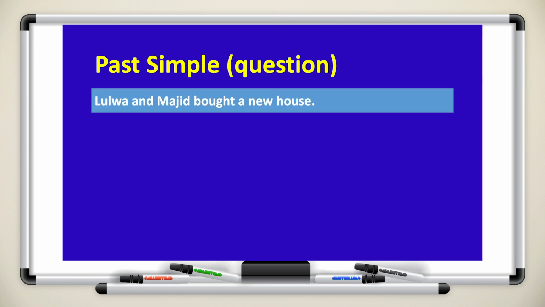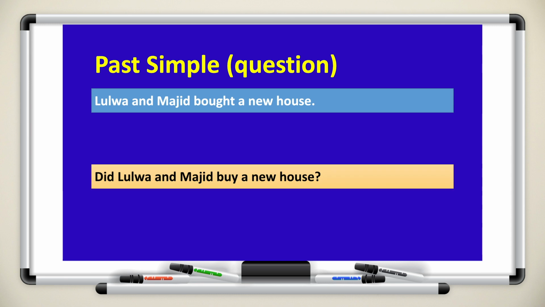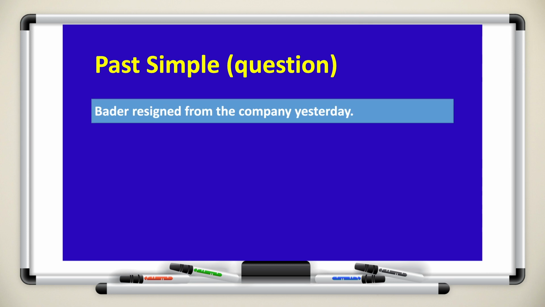For example, if the sentence was Lulwa and Majid bought a new house, and you want to form a question for this sentence, how are you going to put it? You will say, did Lulwa and Majid buy a new house? You see in the sentence we said bought, but because we used did in the question, we turned it into the infinitive and we said buy. Is it clear? Nice.